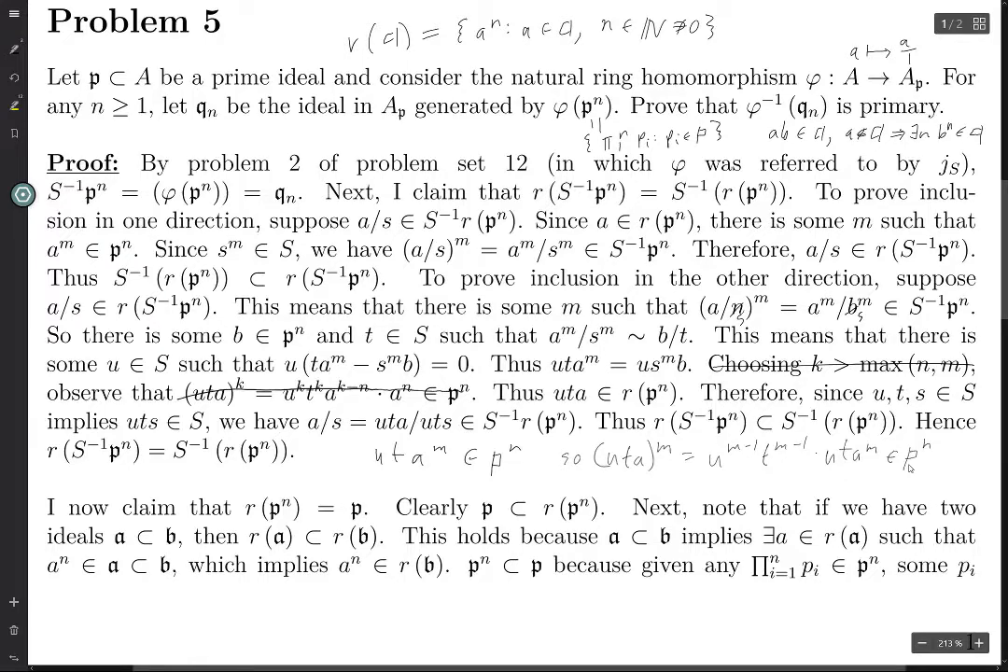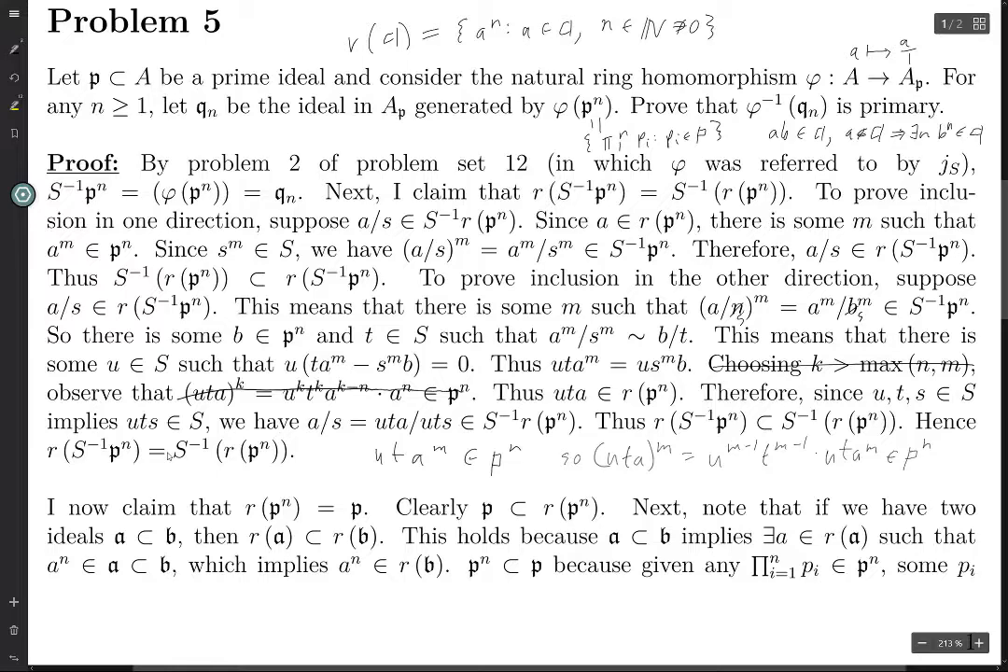UTA, we just proved, is in the radical of p to the n. And UTS we know is in S. So this fraction is in S inverse radical of p to the n. So we've taken this element, which we started in this radical, and proven it's in here, and so this is in here, i.e. we have this containment, and that's exactly the reverse containment that we wanted, and so we get equality. Alright, so that finishes the first paragraph of this proof.